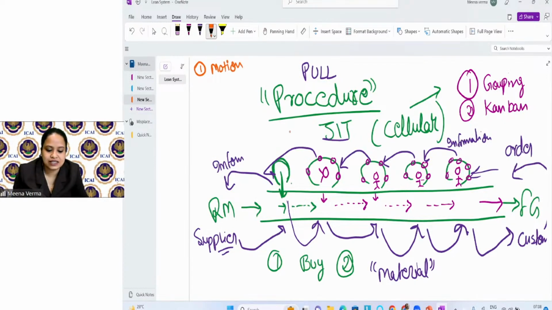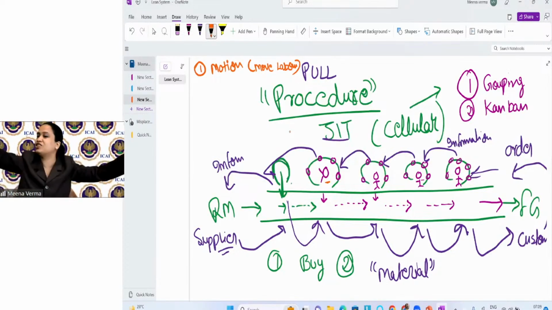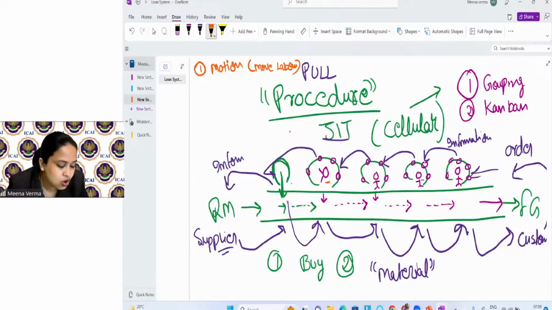Since now the workers are not moving, and the material is moving, you have avoided unnecessary movement of employees or labor. When labor unnecessarily moves in the factory, it results in non-value-added activity, because he is wasting his time. The factory is very big, one machine is here, the second machine is there, and labor moving unnecessarily in the organization results in loss.